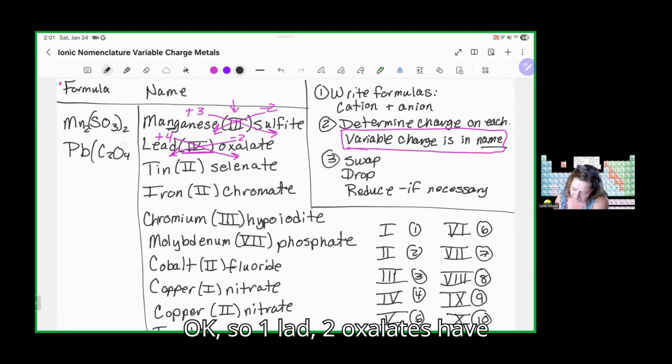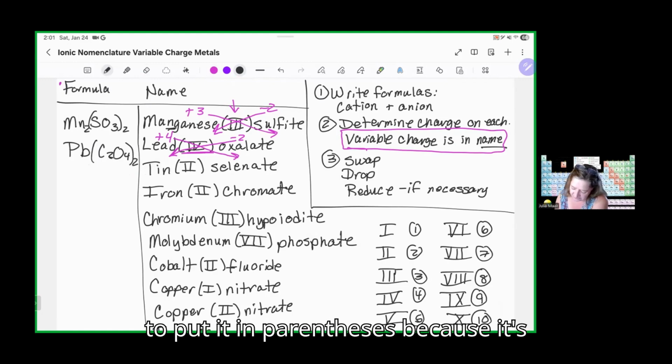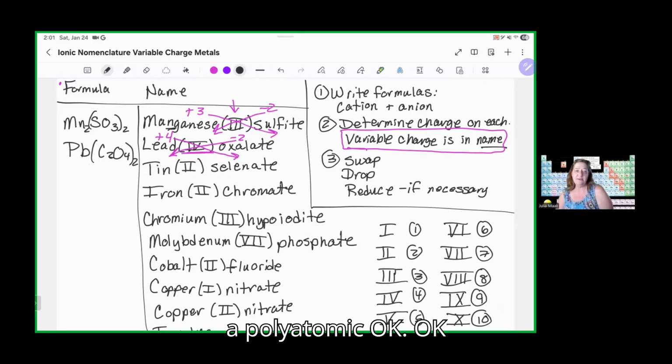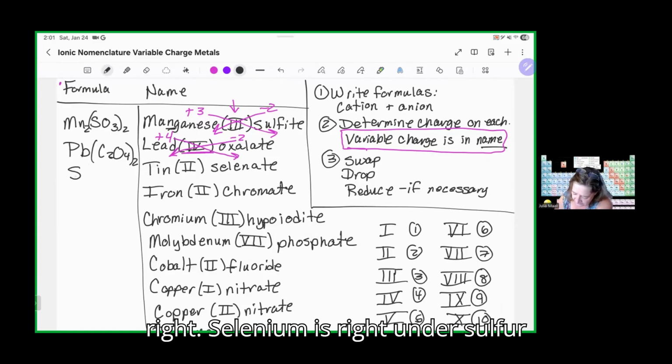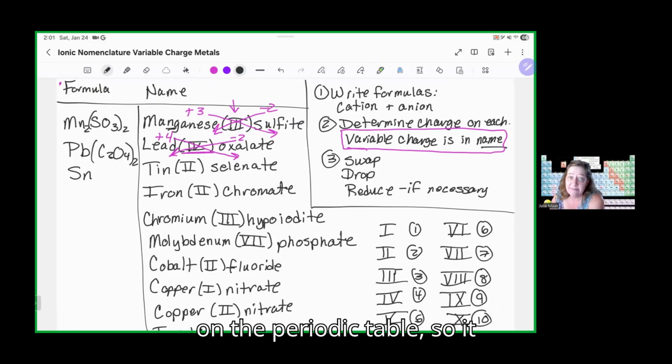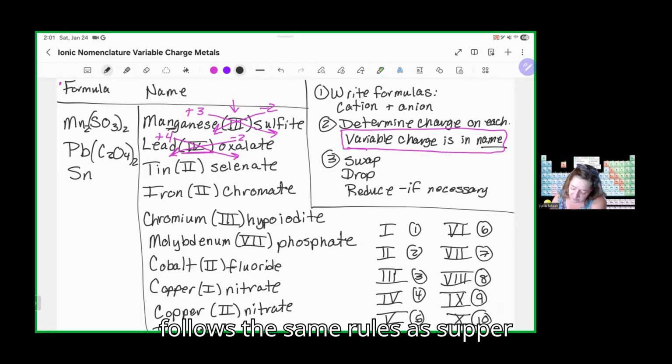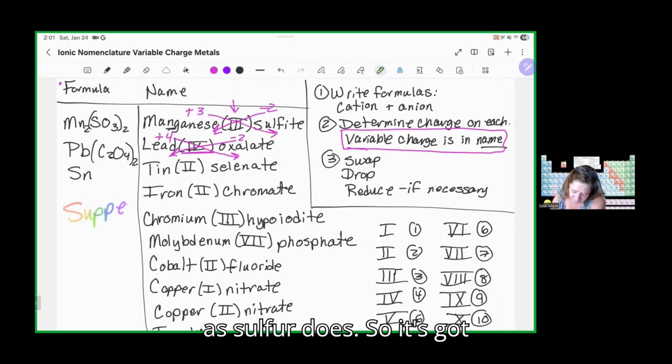Okay, so lead 2 oxalate, I have to put it in parentheses because it's a polyatomic. Now I have tin(II) selenate. So tin is Sn. Selenate is right, selenium is right under sulfur on the periodic table, so it follows the same rules as sulfur does. So it's got 4 oxygens and a -2.